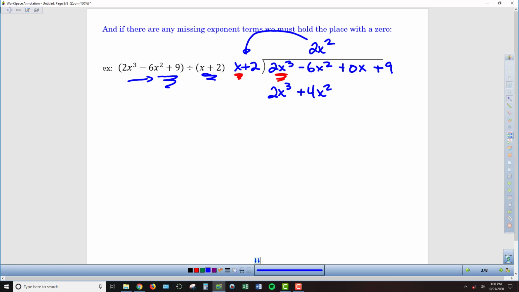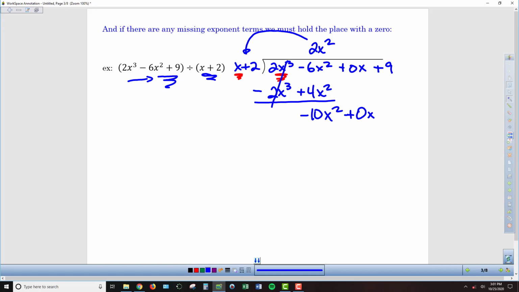Ready for our subtraction step. So we subtract. These two are identical, so they subtract away. And now I've got negative 6 minus 4. So negative 6x squared minus 4x squared is going to give us negative 10x squared. And here's where I needed to have that placeholder, because now I'm going to bring down the 0x to help line up all my like terms as I proceed.